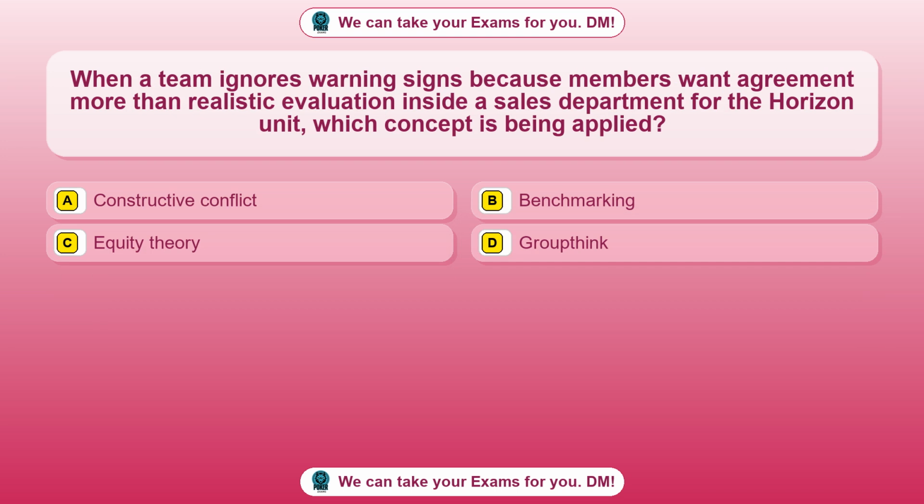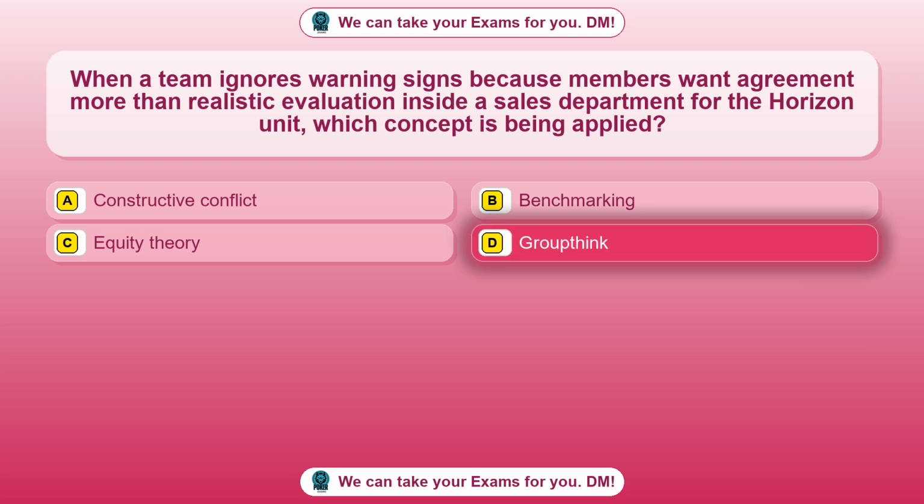Question 44. When a team ignores warning signs because members want agreement more than realistic evaluation inside a sales department for the Horizon unit, which concept is being applied? Option A, constructive conflict. Option B, benchmarking. Option C, equity theory. Option D, groupthink. The correct answer is option D, groupthink.